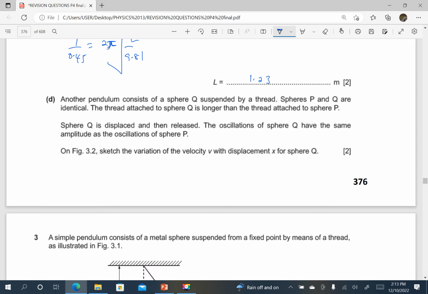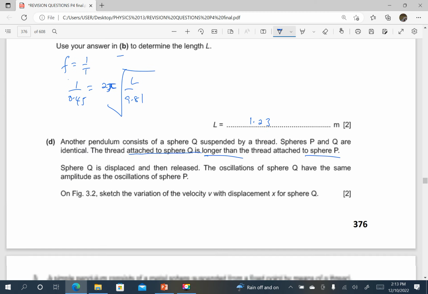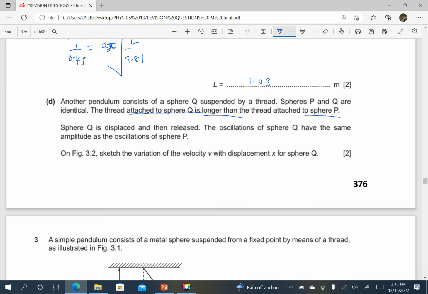Another pendulum consists of a sphere Q suspended by a thread. Spheres P and Q are identical. The thread attached to sphere Q is longer than the thread attached to sphere P. We are seeing that the period is directly proportional to the square root of the length. Sphere Q is displaced and then released. The oscillations of sphere Q have the same amplitude as the oscillations of sphere P. So x naught is the same for P and Q. On the figure, sketch the variation of the velocity V with displacement x for sphere Q.